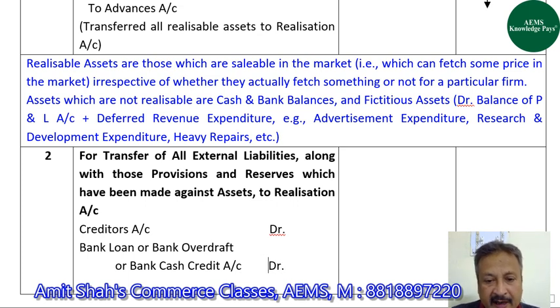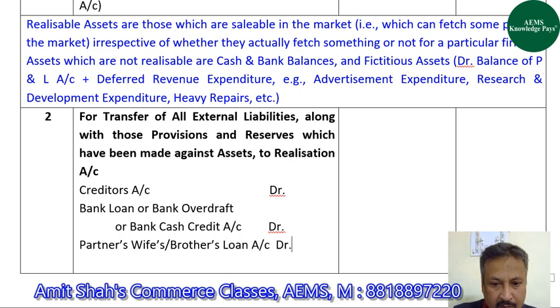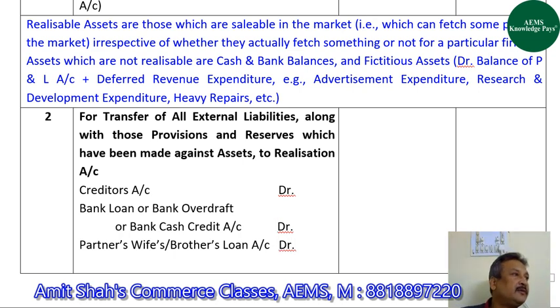So guys, whether you have been given bank loan or bank overdraft or bank cash credit, they all will be transferred to realization account, right? If wife or brother or any relative of a partner has given any loan to the firm, such loan is also treated as external liability of the firm, right?